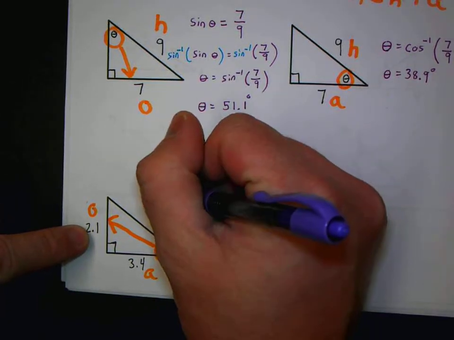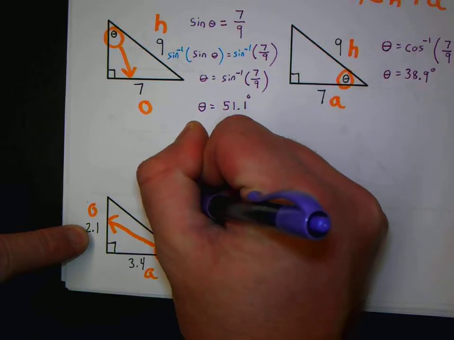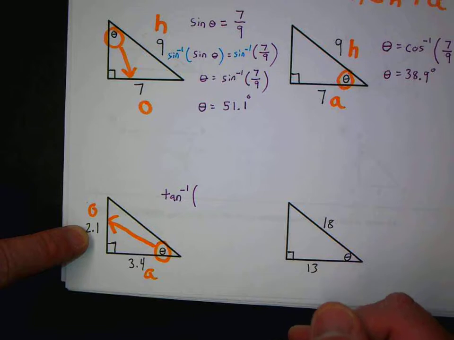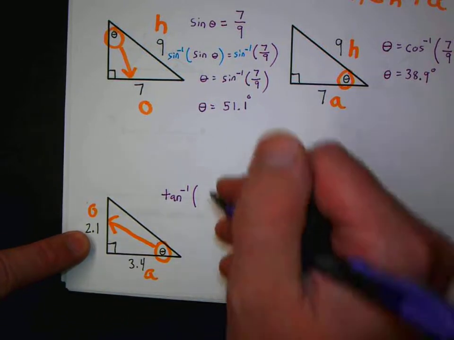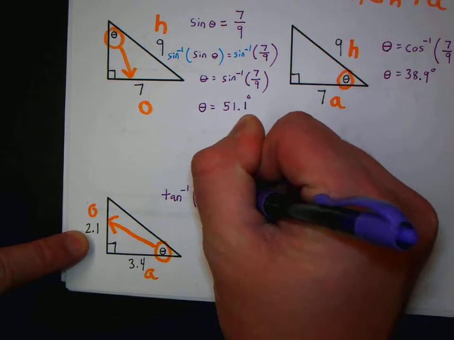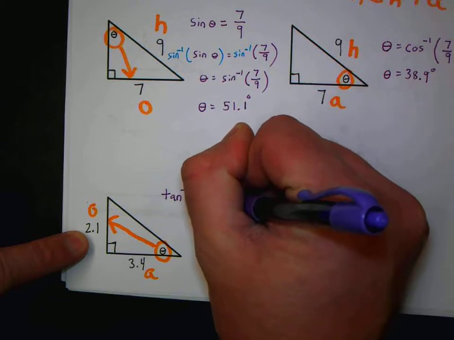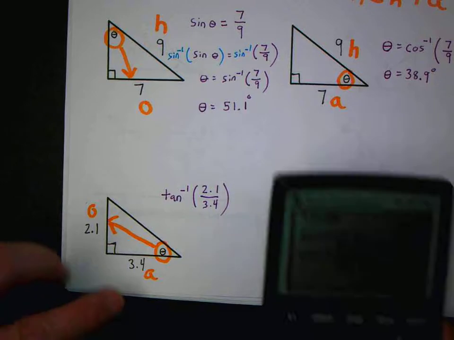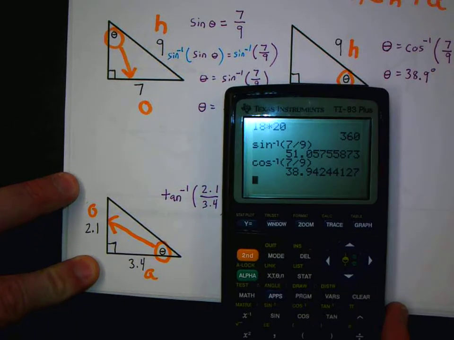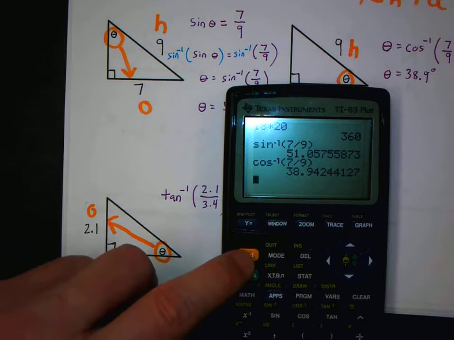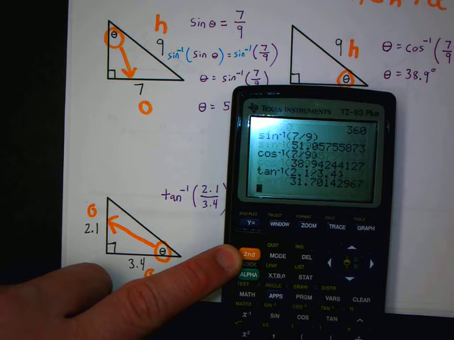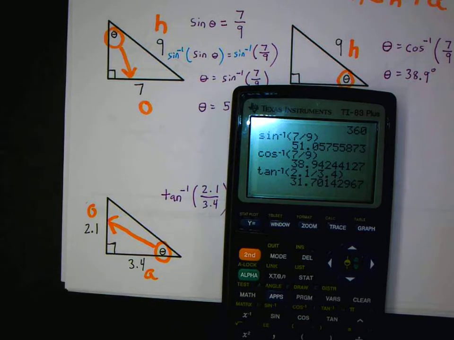So you just do tan inverse of O over A, 2.1 divided by 3.4. Type it in your calculator. Tan inverse of 2.1 divided by 3.4. And that's approximately 31 degrees.